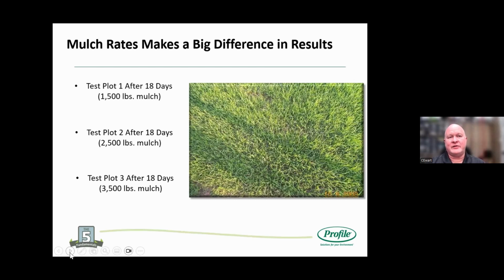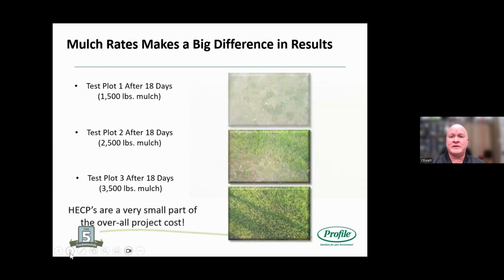One of the things to consider is that when you're looking at a construction project or a revegetation project, this is obviously an insignificant value in terms of the overall project cost. So if you have an opportunity to increase mulch by 500 pounds per acre, we certainly recommend doing it. There's your comparison between the three of them. It is a very small percentage of the overall project cost. Basically, again, the only difference between these three is the amount of mulch applied.